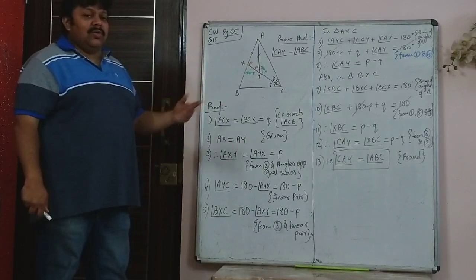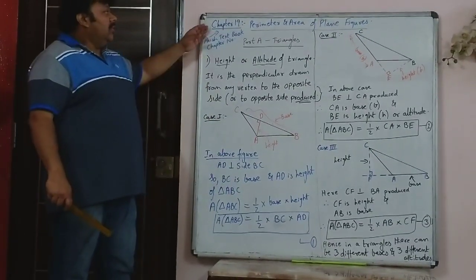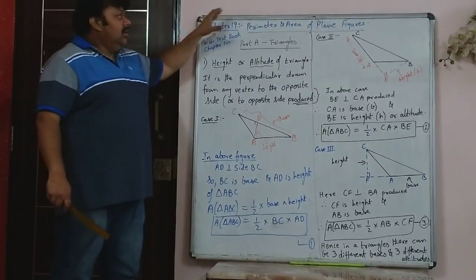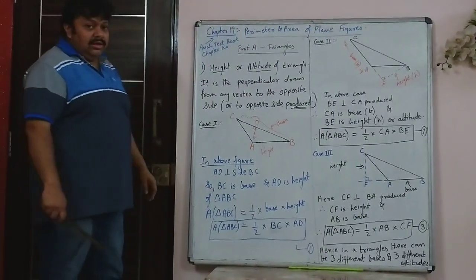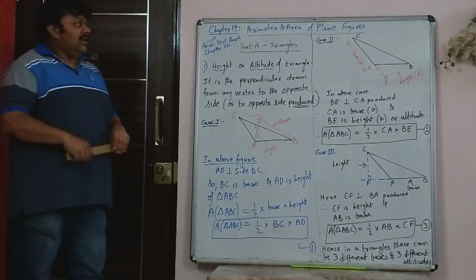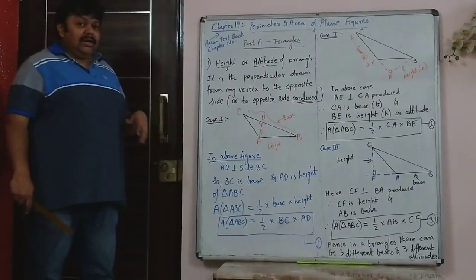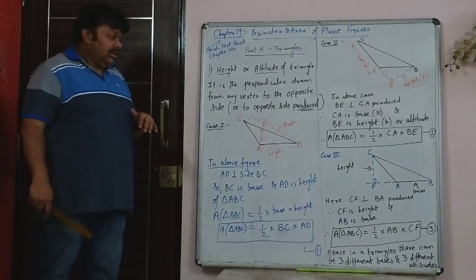We will start with the formulae of part A. So now we will start with chapter 19 in your Anish tutorial textbook, that is perimeter and area of plane figures, with part A, that is triangles. Now because we are starting triangles, perimeter and area, let's be very clear about what is the base of a triangle and what is the height of the triangle.